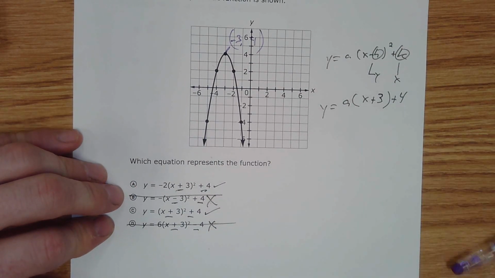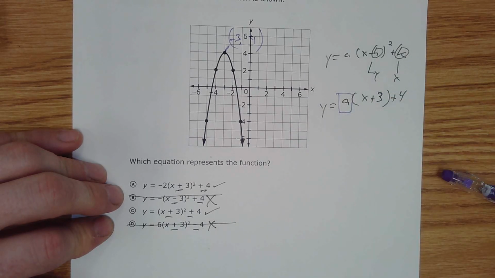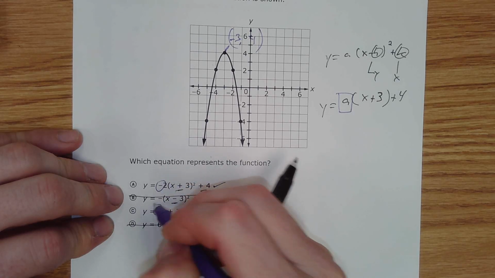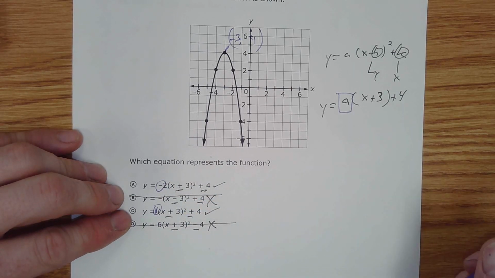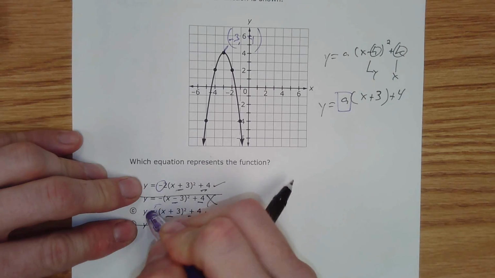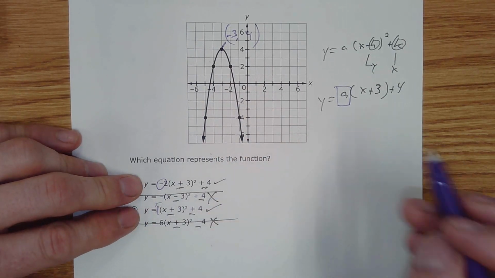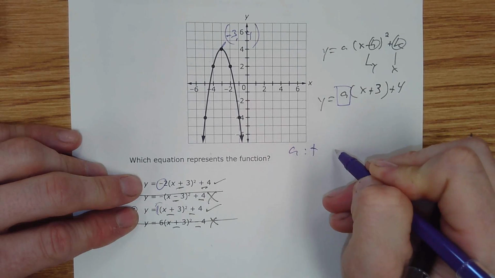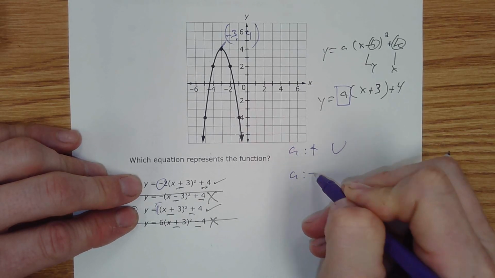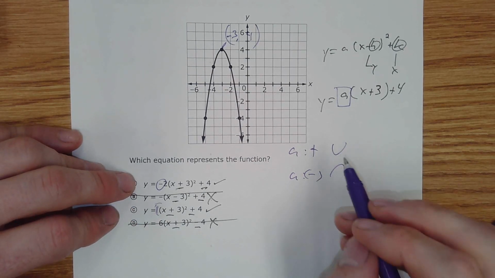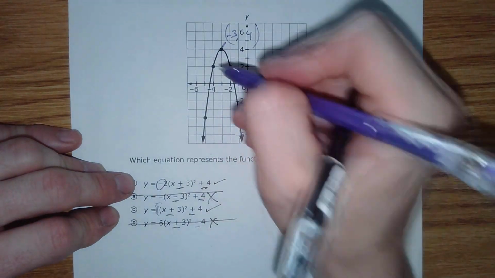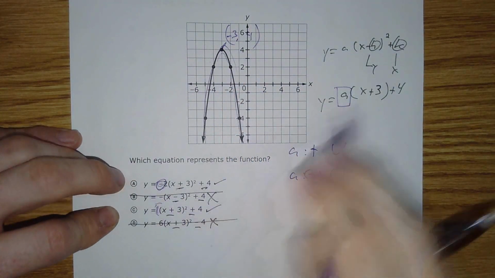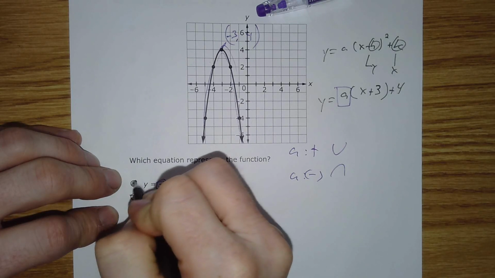Now the only thing I really have to evaluate is A. I can look at my A values. This is 1 because it's not shown. I know that when A is positive, it is concave up. When A is negative, it's concave down. So A is negative when this is concave down, so it must be the one with the negative A. So right there is my correct answer.